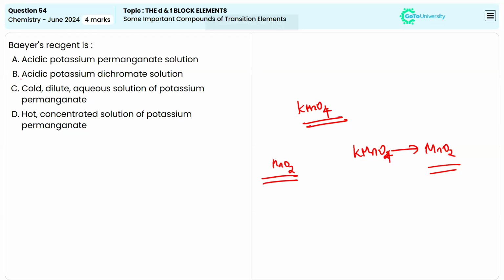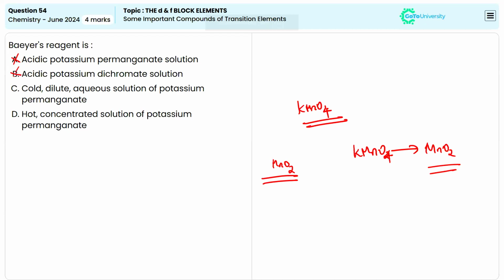Potassium permanganate, as I told you, is a cold dilute aqueous solution. So the first one is acidic potassium permanganate solution. This is not the correct answer, because Bayer's reagent is not acidic, it is an aqueous solution only.